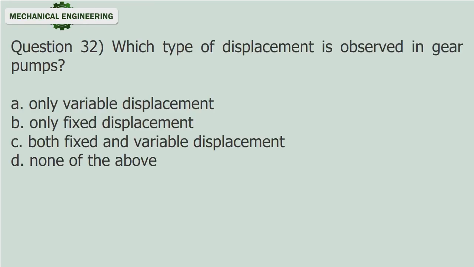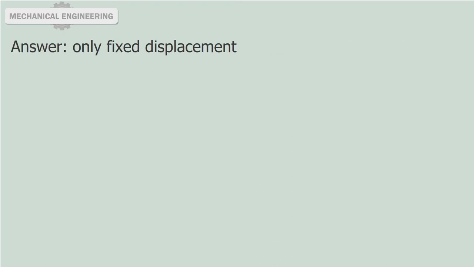Question 32. Which type of displacement is observed in gear pumps? A. Only variable displacement. B. Only fixed displacement. C. Both fixed and variable displacement. D. None of the above. Answer: only fixed displacement.